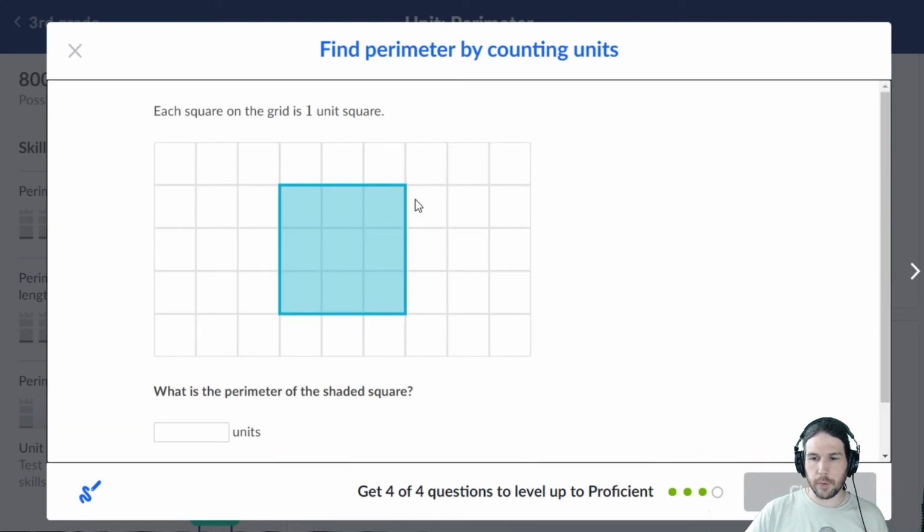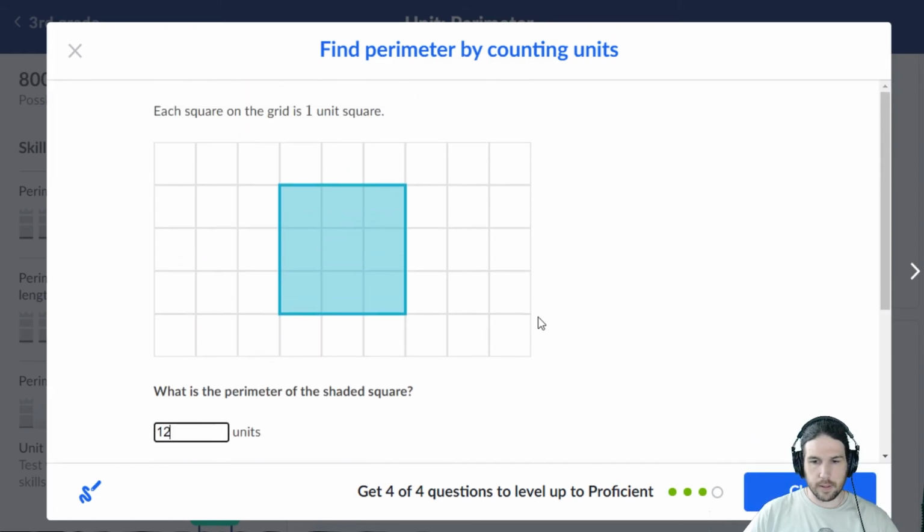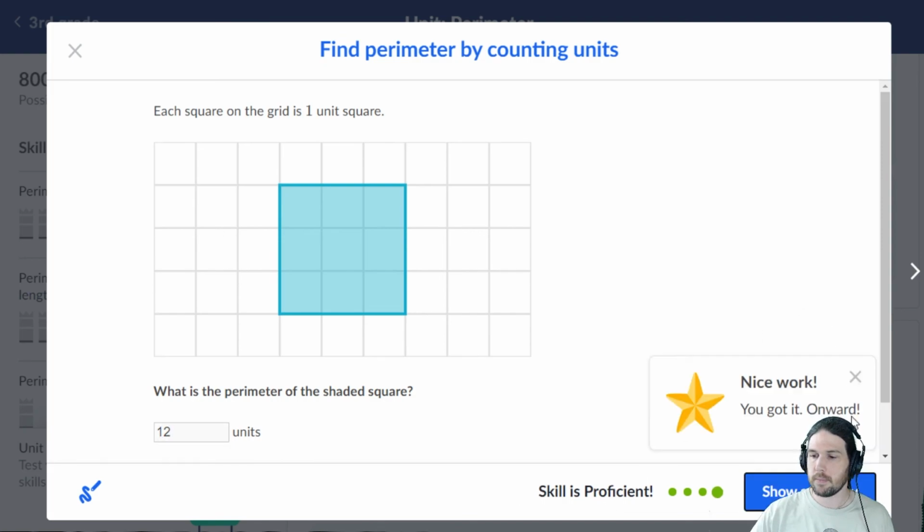That looks like 1, 2, 3, 4, 5, 6, 7, 8, 9, 10, 11, 12 units. So when there's a square, there is 4 times the square's side length, right? There's 3 times 4. Each one is 3 times 4 sides is 12. With the 4x4 square, it just so happens that 4 squared and 4 times 4 are the same thing. They mean the same thing. They got the same answer. Moving on.